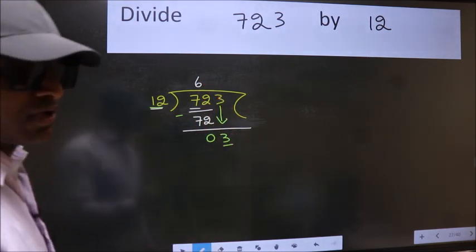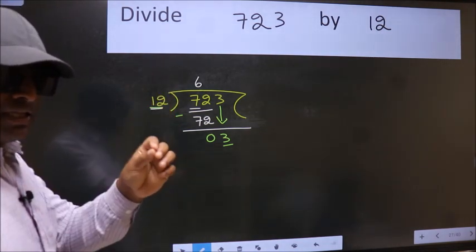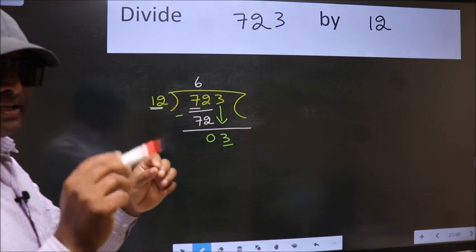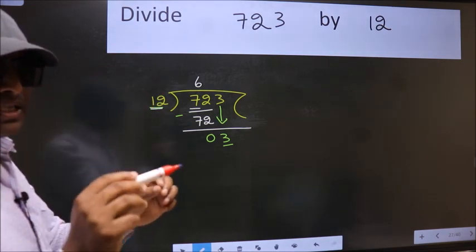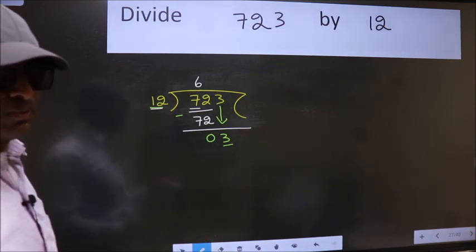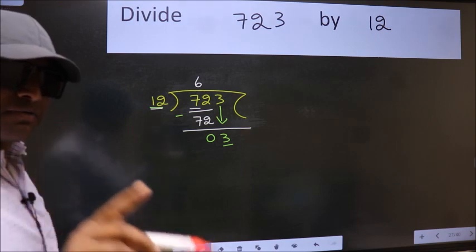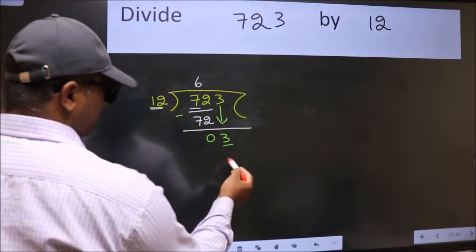which is wrong. I repeat, bring down the number and also put dot, take 0. Both at the same step you should not do. Instead of that, what we should think of doing is, which number should we take here?